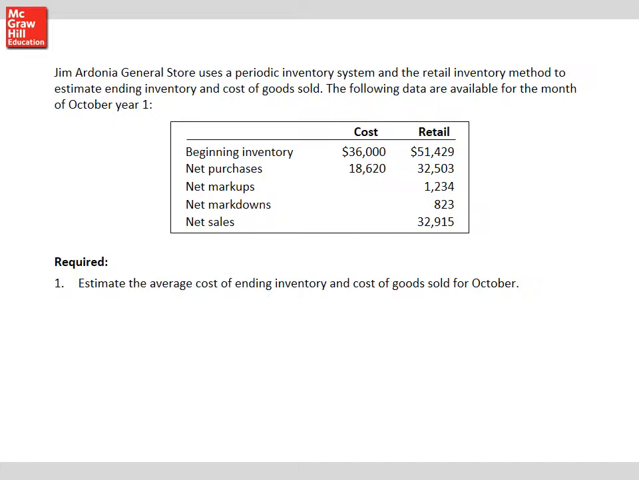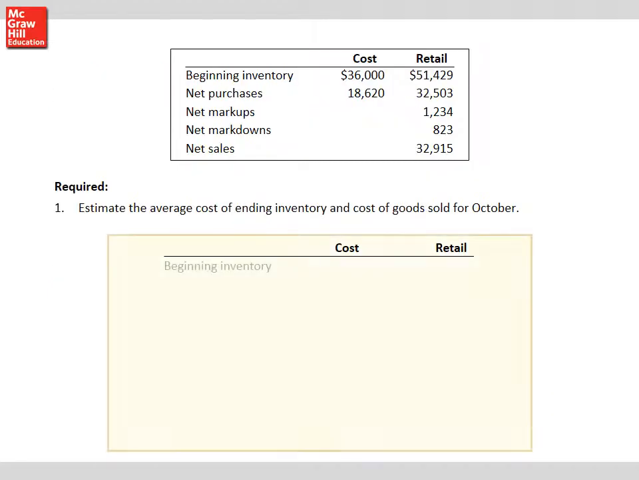Now, the next item, net markups, is the total amount the price went up from the original retail value. So at some points during the year, a retailer may raise the original sale price, retail price. Well, they kept track of those and they total $1,234. They may also mark certain items down below their original retail price. Those are called markdowns. And then there's net sales. So let's see how we handle these.